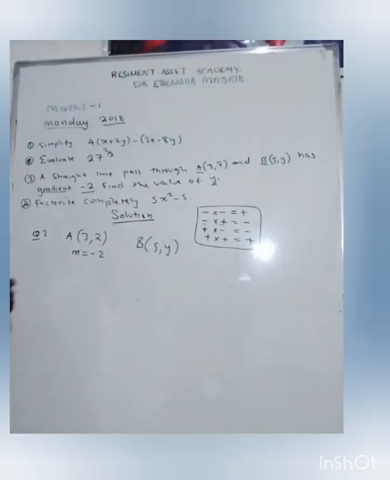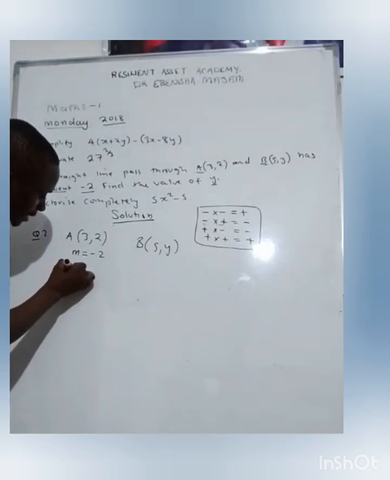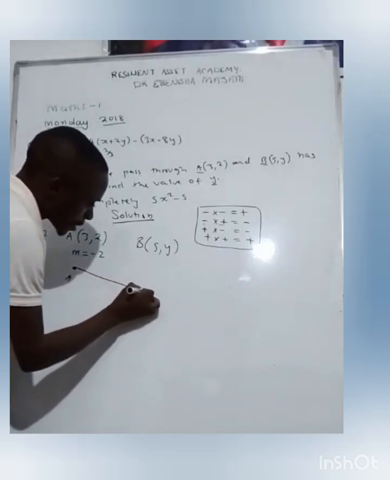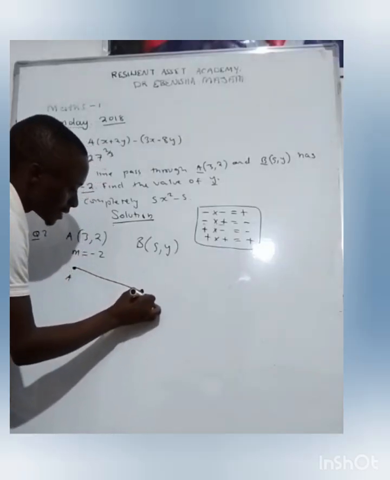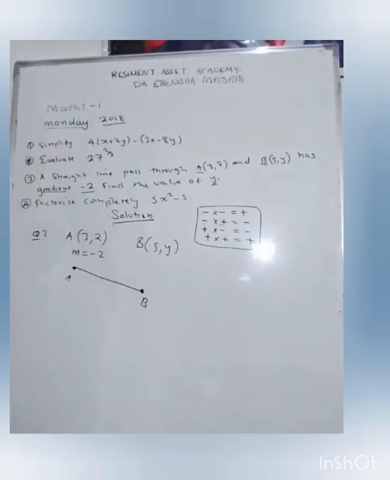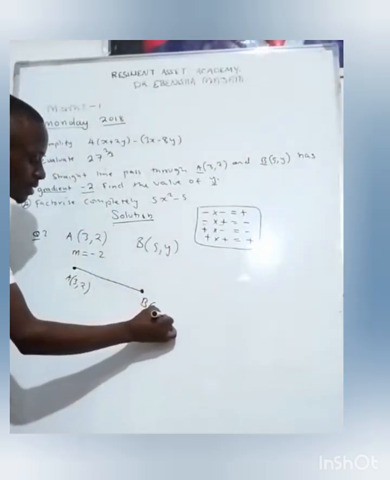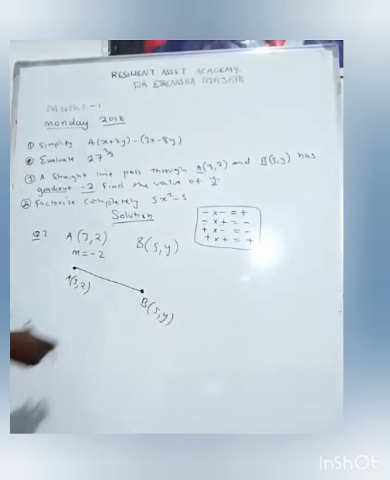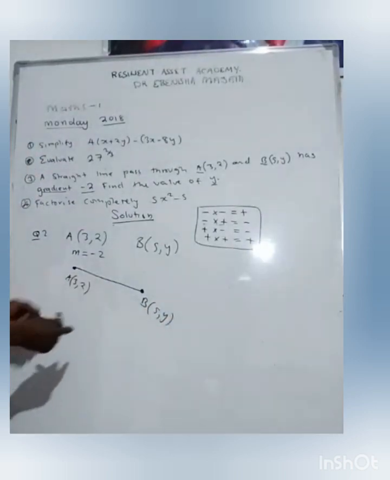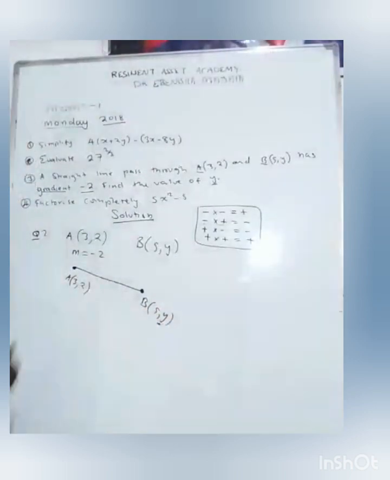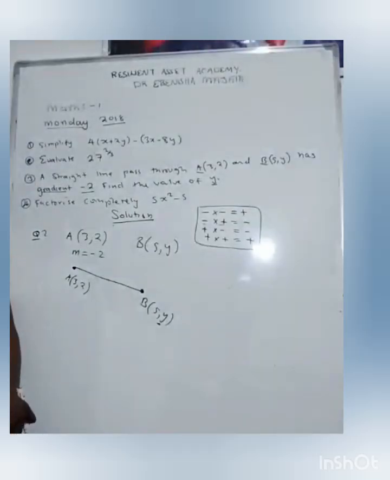So what they're saying is this. We have a point at A here, and a straight line like this at point B like that. So we are told the point here is (3, 2). The point there is (5, y). So they want us to find this y there. Now, how do we find the y? So please, don't forget this.